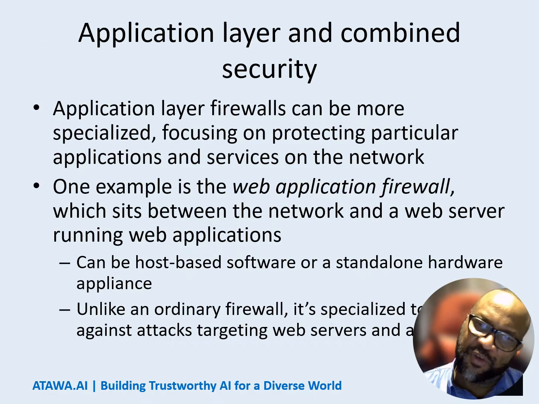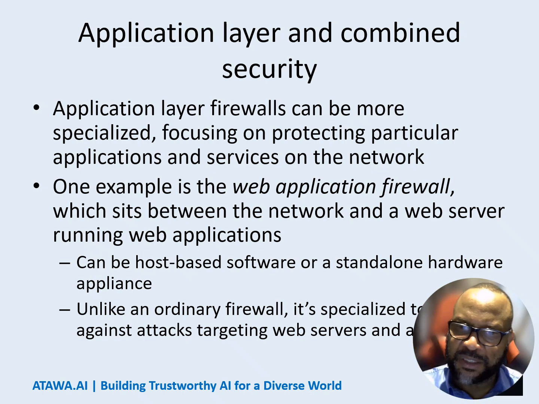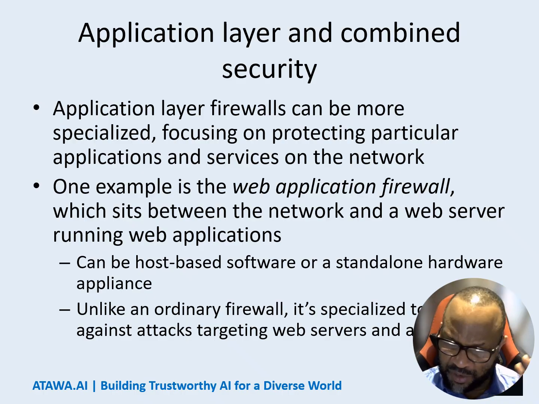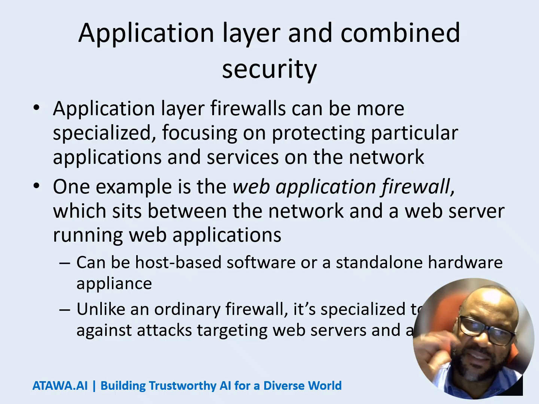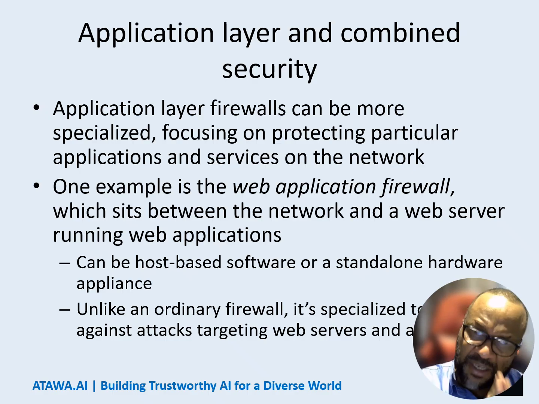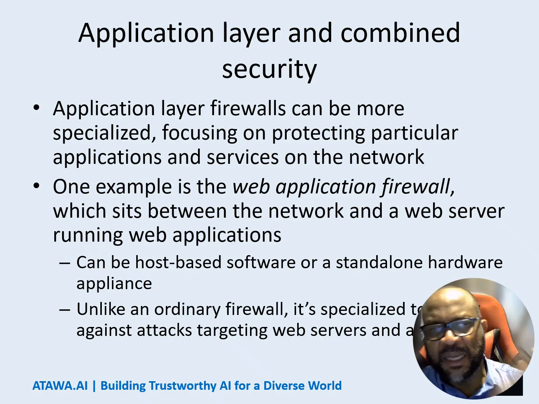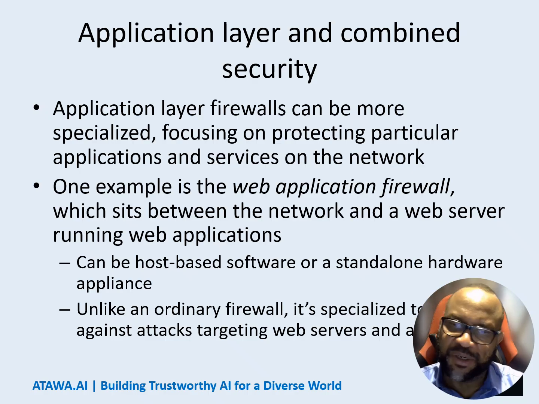Now, if you recall, I told you in the other video that layer 7 of the OSI model is the application layer. So what do we do there? We have firewalls. If you recall again, we talked about the new or next generation firewalls operating at layer 7 of the OSI model. So the application layer firewalls can be very specialized, maybe protecting a particular application or service on your network, as opposed to general firewall rules.